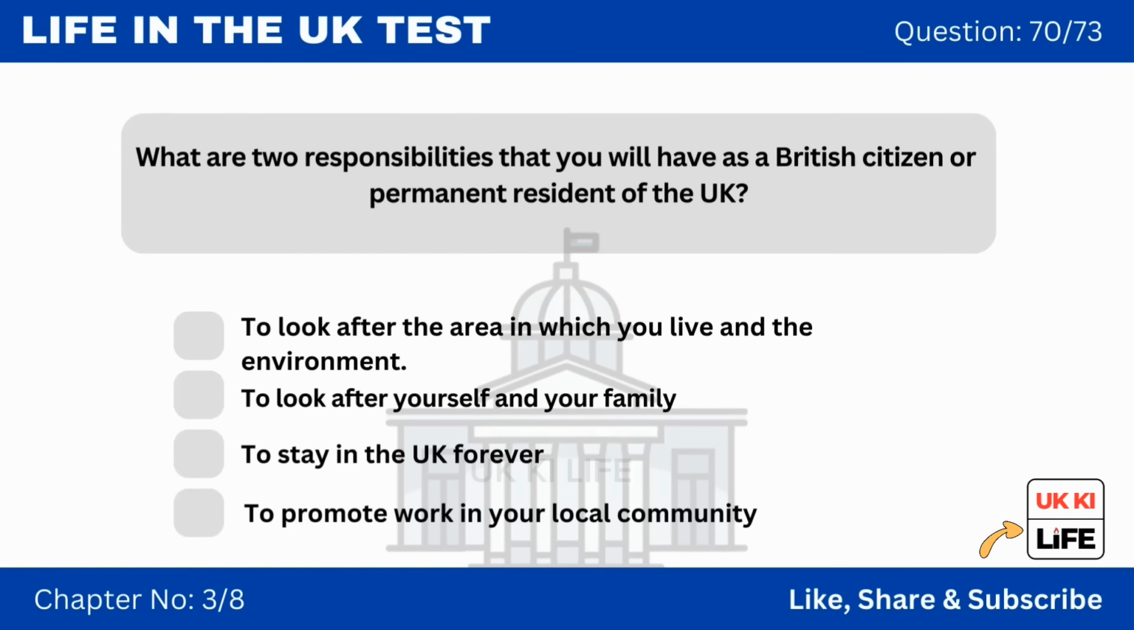Question 70. What are 2 responsibilities that you will have as a British citizen or permanent resident of the UK? To look after the area in which you live and the environment. To look after yourself and your family. To stay in the UK forever. To promote work in your local community. The correct option is A and B.